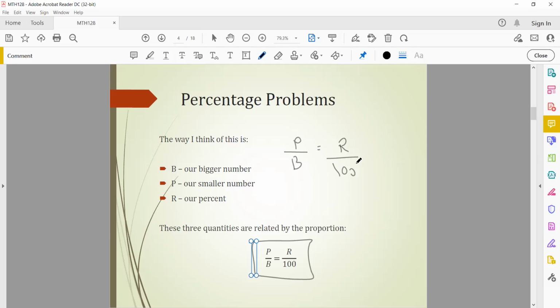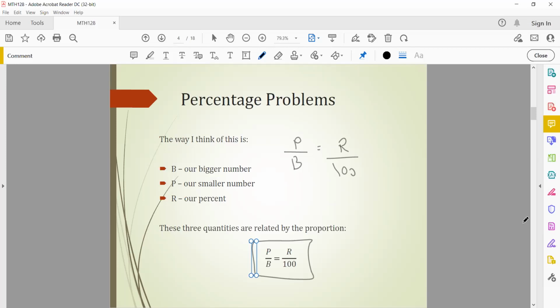So typically what will happen is you'll be given a statement and it'll provide to you 2 of these variables, and then your job is to solve for the third one. So part of the problem is identifying what variables the question is giving to you. Is it giving you P and B and asking for the percent, or is it giving you the percent and the larger number and asking you for the smaller number? There's a couple of different iterations that they can give you.